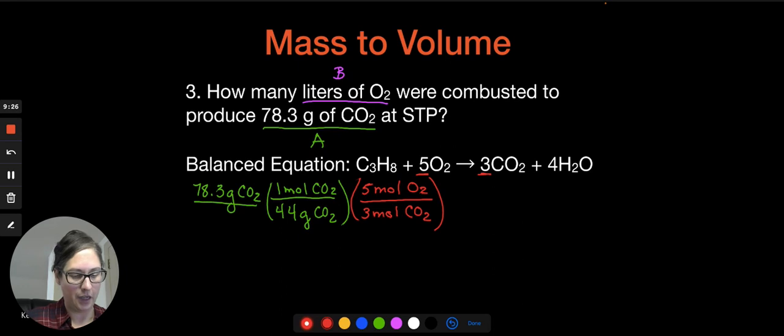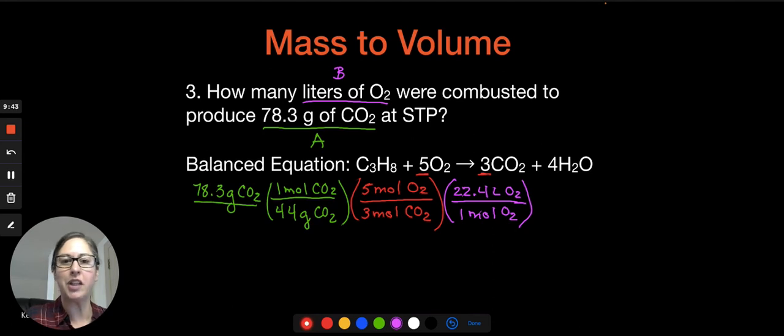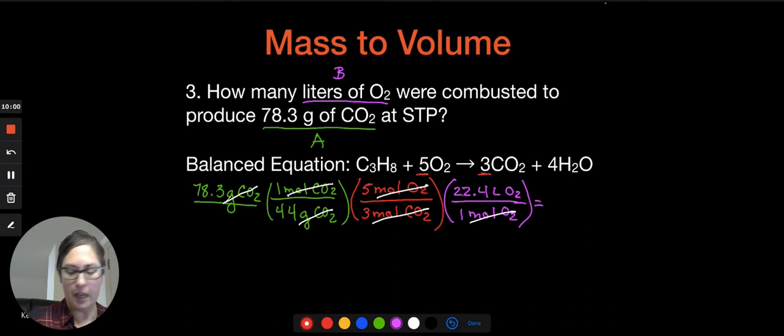All right. And then our final step, we want to get into liters of O2. So for every 1 mole of O2, there are 22.4 liters of O2 at standard temperature and pressure. Now, if we aren't at standard temperature and pressure, we do some different calculations, but we are not going to do that quite yet. All right, let's check our units. So grams of CO2 are canceled, moles of CO2 cancel, moles of O2 cancel. I'm left with liters, so that's a volume for O2, which is perfect. And when I calculated that out, I got 66.4 liters of O2.